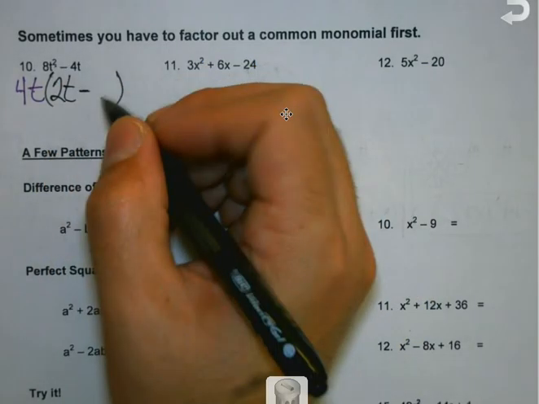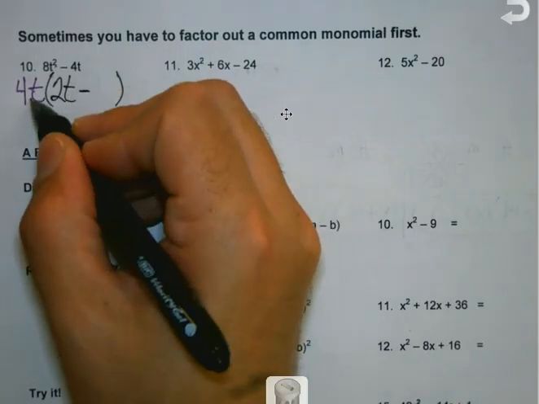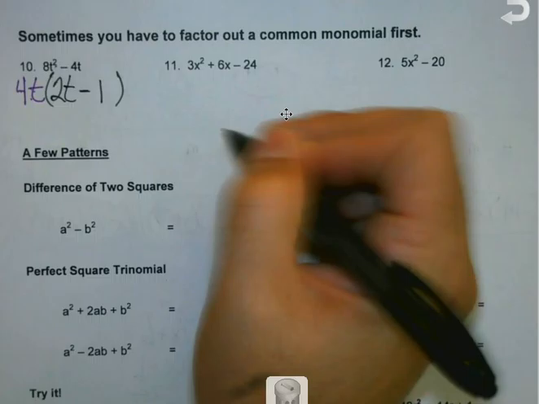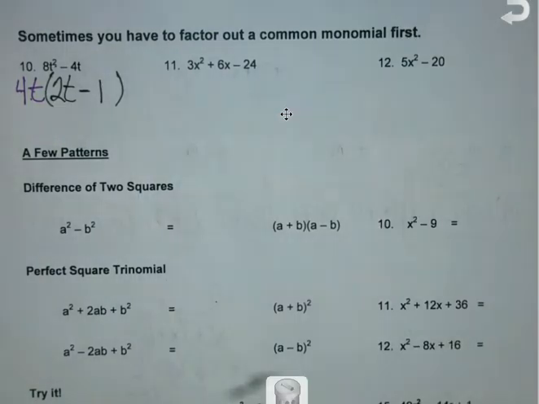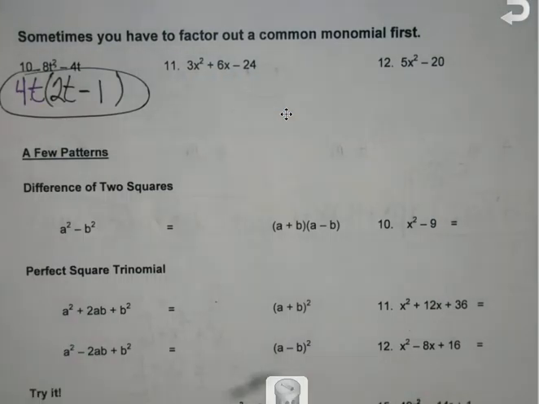And then, ooh. Seems like it'd be simple, but maybe not. 4t times what is 4t? 1. Okay, even if it's the exact same thing, I have to put a 1 there to hold the place or it'll disappear. And sometimes that's all I can do. Pull out what they have in common, I'm done. Now, will that happen every time? No.